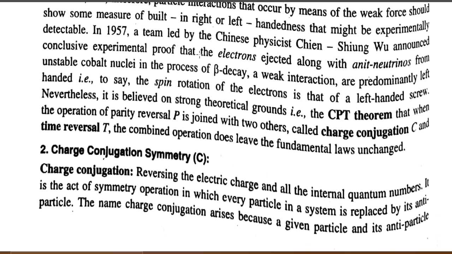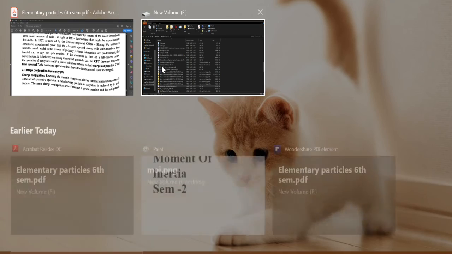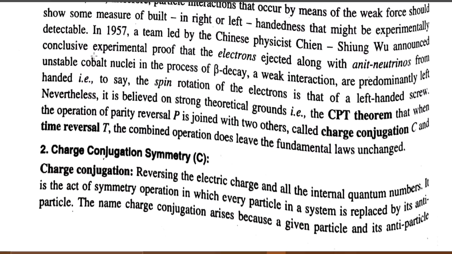in weak interaction are predominantly left-handed, that is to say, the spin rotation of the electron is that of a left-handed screw. Nevertheless, it is believed on strong theoretical grounds, that is, the CPT theorem, that when the operation of parity reversal P is joined with two others called charge conjugation C and time reversal T, the combined operation does leave the fundamental laws unchanged. So all these are some important points you can learn.